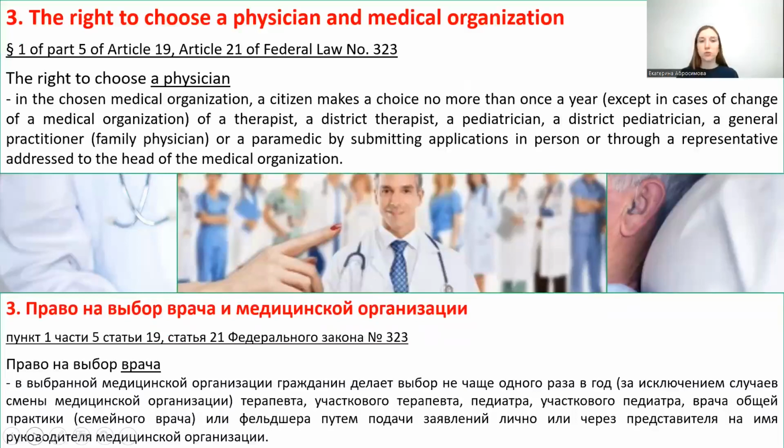And the patient's right to choose a physician is implemented in accordance with Articles 21 and 70 of Federal Law number 323. According to Part 2 of Article 21, in the chosen medical organization, a citizen makes a choice no more than once a year, except in cases of change of a medical organization, of a therapist, a district therapist, a pediatrician, a district pediatrician, a general practitioner, family physician, or a paramedic by submitting applications in person or through a representative addressed to the head of the medical organization.